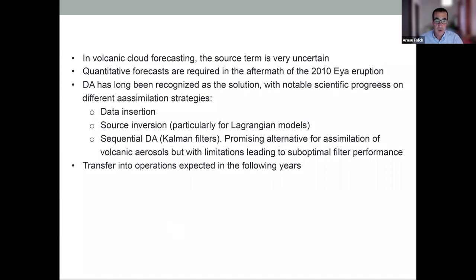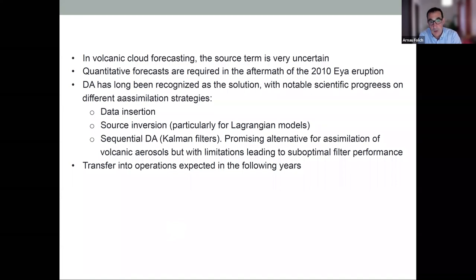All this scientific progress is very, very promising, but we are still in the process of transferring this into real operational model setups. And this is slow for several reasons, including the complexity of the workflows that are required to combine all this. But this is expected, in my opinion. We will see this implemented operationally in the following years.